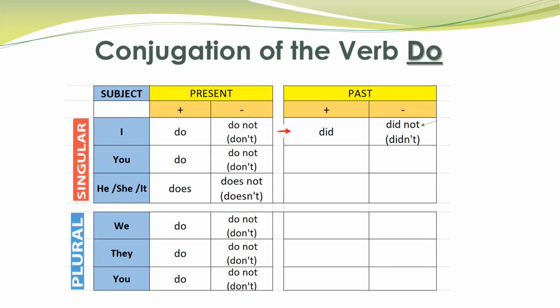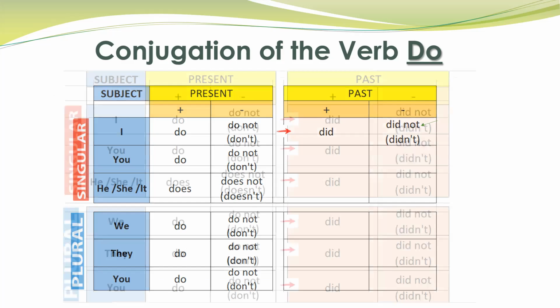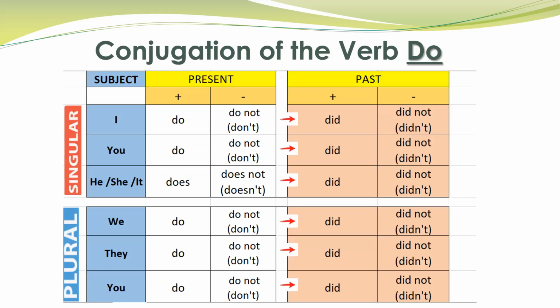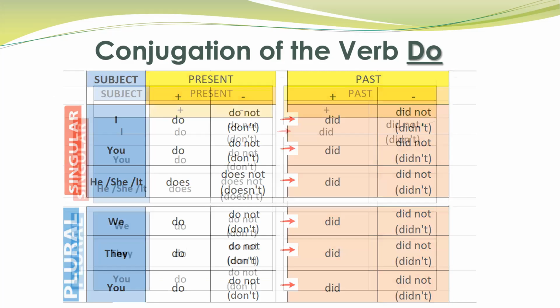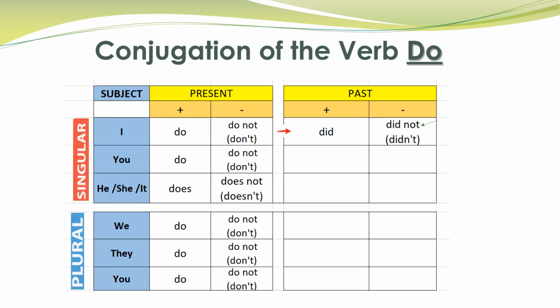So with the past, did is going to be the same all the way across, all the way down to every subject, meaning did will be used all the way down for every subject. This would include singular nouns and plural nouns. And we just add not, as you can see, to the past negative, okay?